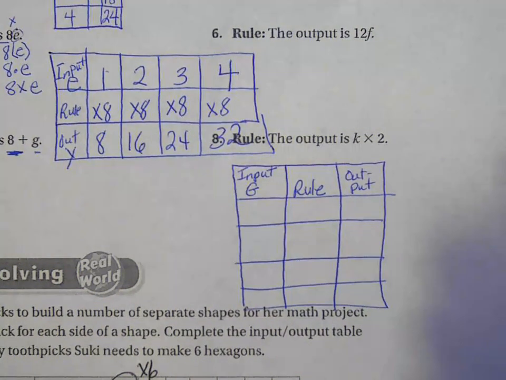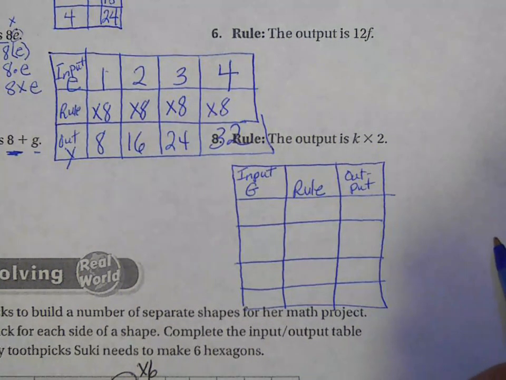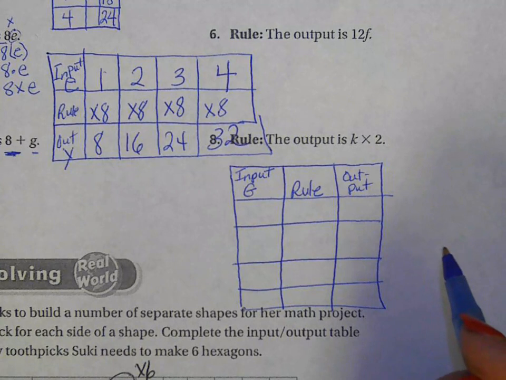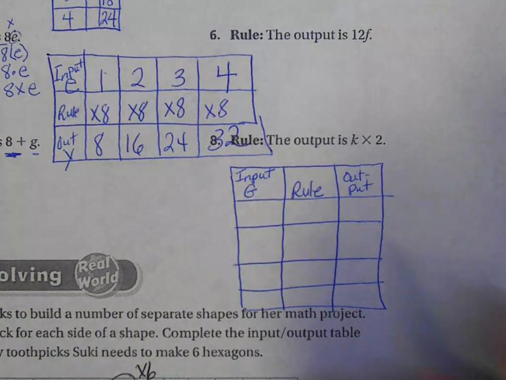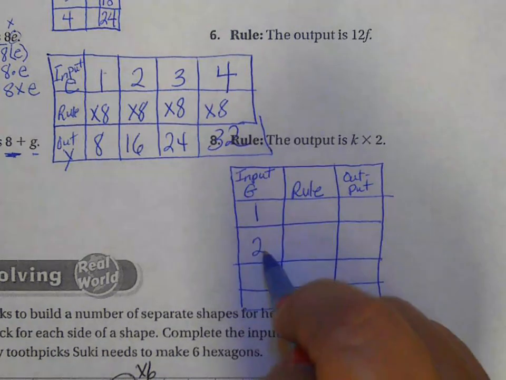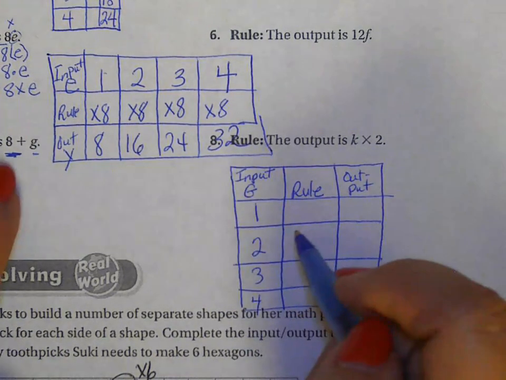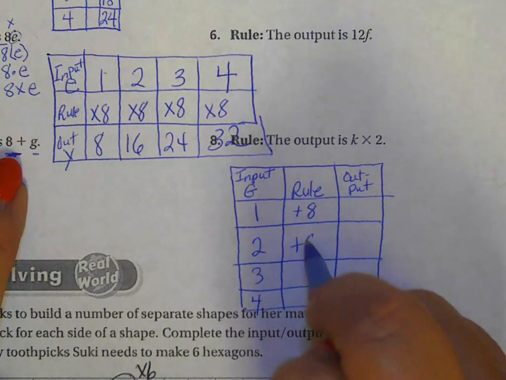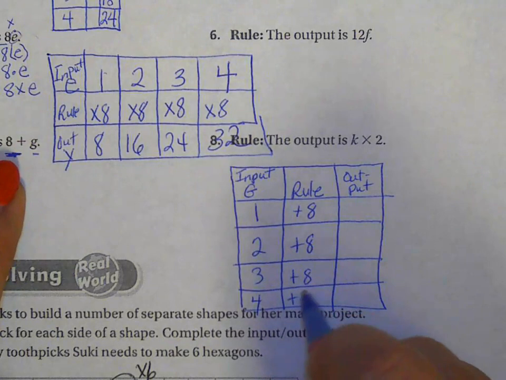You do different numbers on that and see what you come up with. I'm going to just stick with the 1, 2, 3, 4. You can do 1, 3, 5, and 9. You can do 2, 4, 6, 8. You can do 7, 8, 9, 10, 11. You do different numbers. So I'm doing 1, 2, 3, 4. My rule is to add 8. So I'm just going to put plus 8, plus 8, plus 8, plus 8.